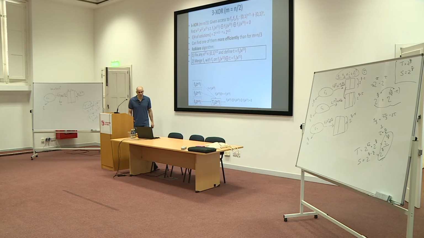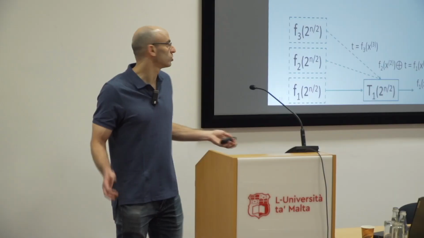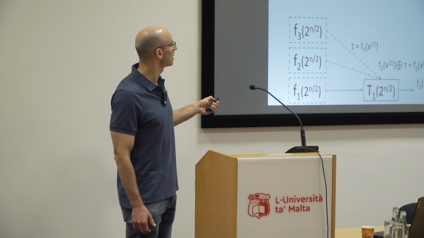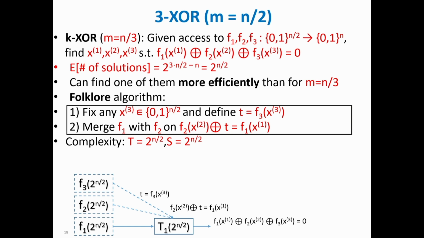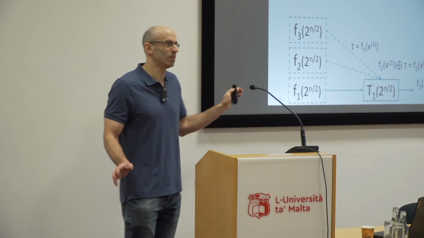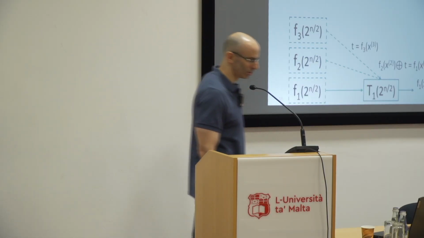The time complexity is the time complexity of 2-XOR, which is 2 to the n, and the space complexity is, again, that of 2-XOR, s equals 2 to the n over 2. So we essentially reduced this to 2-XOR in the single solution regime. That's what we did. We didn't do anything too interesting here. Any questions?